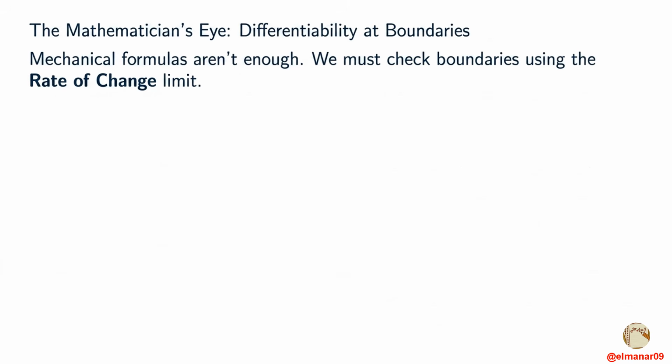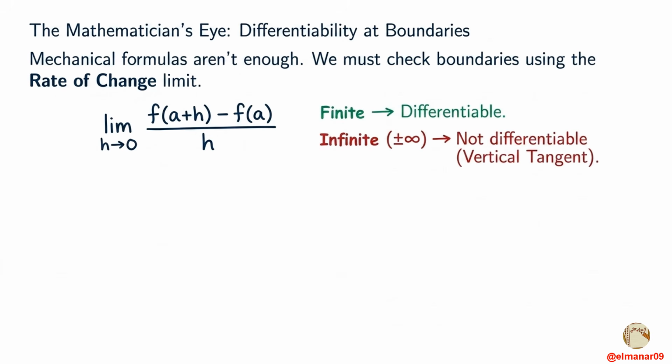Sometimes formulas aren't enough. We need the mathematician's eye to check boundaries. We use the rate of change limit. If the limit of f of a plus h minus f of a over h as h approaches 0 is a finite number, the function is differentiable. If it's infinite, we have a vertical tangent, and it is not differentiable.